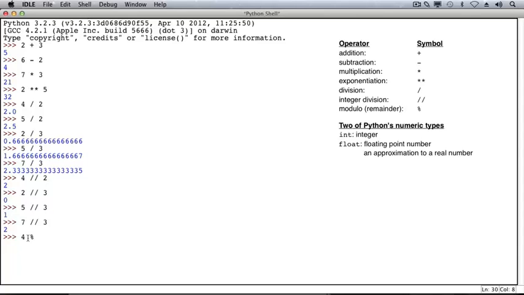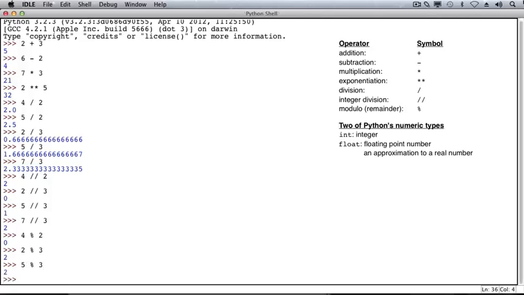We use the percentage sign to signify that operation. So 4 mod 2 is the way we read this expression, and the result is 0. There's no remainder for the division 4 divided by 2. When we divide 2 by 3, the remainder in this case is 2. And when we divide 5 by 3, the remainder is 2.